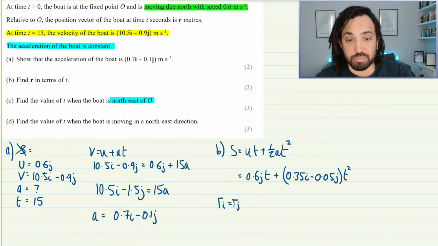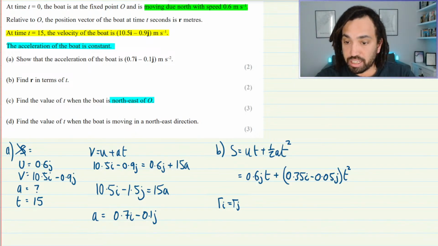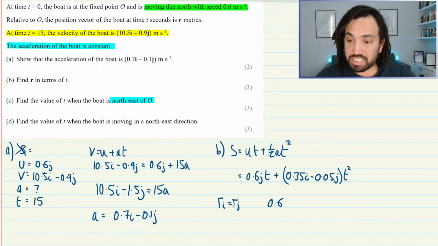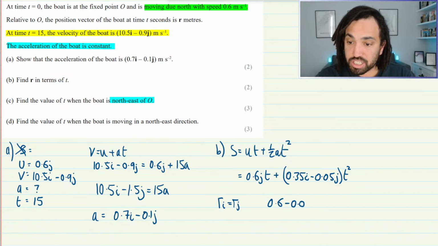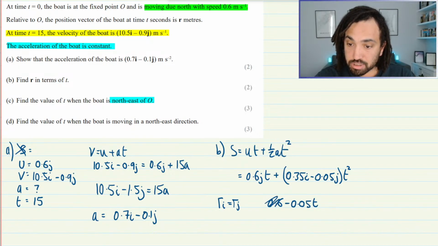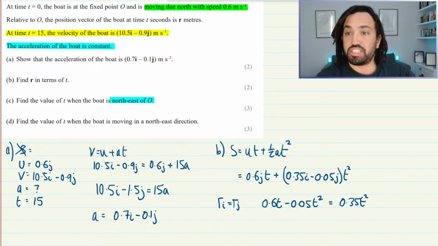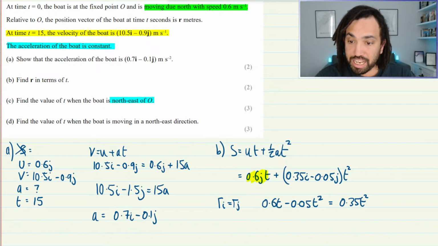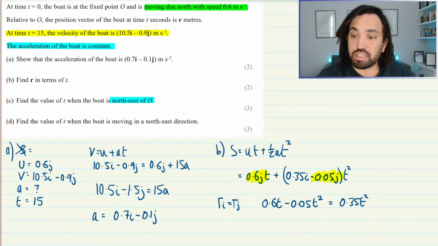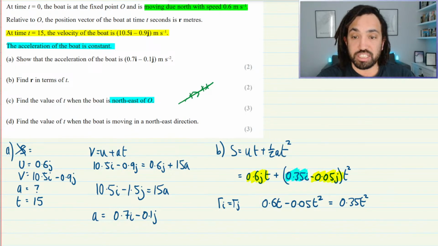Ri is equal to Rj. The position vector needs to be the same. Okay, great. So that means that 0.6 is the j minus 0.05. The j is 0.6t minus 0.05t squared. Okay, and that equals the I, which is 0.35t squared. Do you see what I did there, guys? I looked at the j, which is these two combined, and then I set that equal to the I, because that is when we are in a position which is northeasterly.